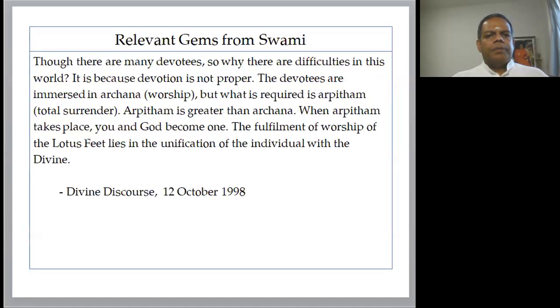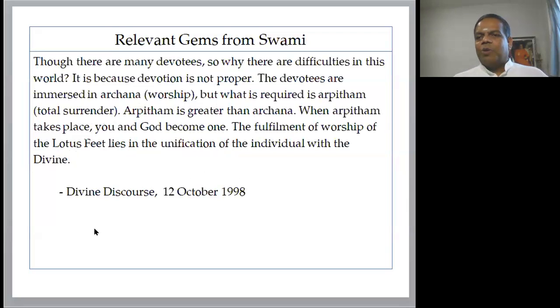Though there are many devotees, why are there difficulties in this world? It is because devotion is not proper. The devotees are immersed in archana, worship, but what is required is arpitam, total surrender. Arpita is greater than archana. When arpitam takes place, you and God become one. The fulfillment of worship of the lotus feet lies in the unification of the individual with the divine.